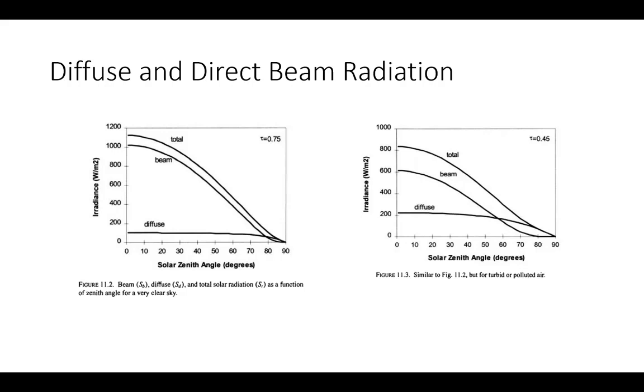As you get closer to sunset, you get more diffuse. Here's a cloudy day on the right, and now we see that even at solar noon on a cloudy day, about three-fourths or two-thirds of it is beam and about a third of it's diffuse. So diffuse is playing a lot bigger role, right? And when you get toward evening, diffuse becomes the very dominant form.